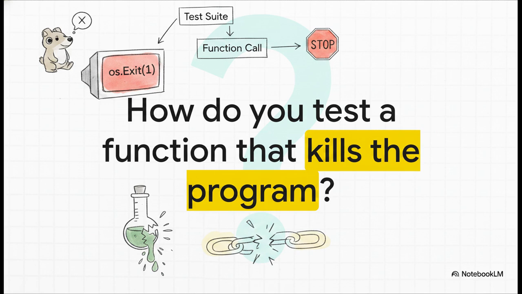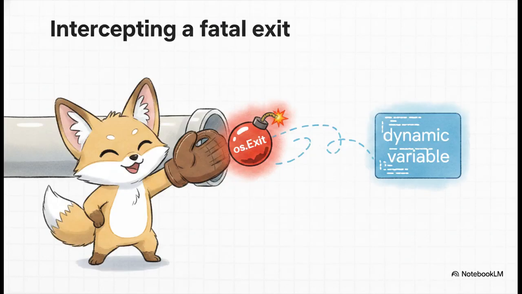But here's the massive roadblock. If your test suite calls a function that triggers os.Exit, your test runner will literally terminate instantly. It just crashes the tests. You don't get a pass, you don't get a fail, the entire process just straight up dies. So how do we actually get around this?